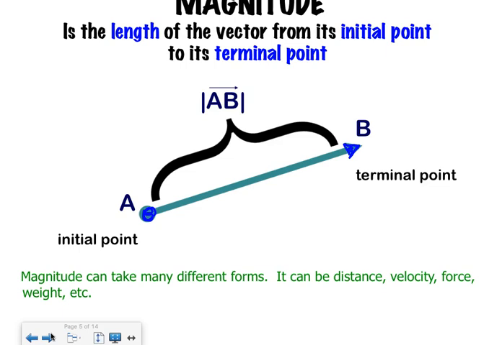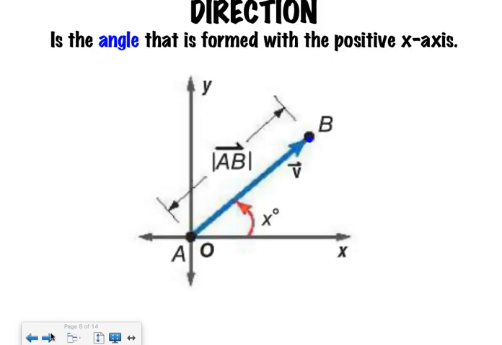And its direction is just the angle it makes with the positive x-axis. We'll be able to calculate this angle by using one of our trig functions. We'll draw on our triangle, and that's what we've been doing all last week. That's our direction, the angle.